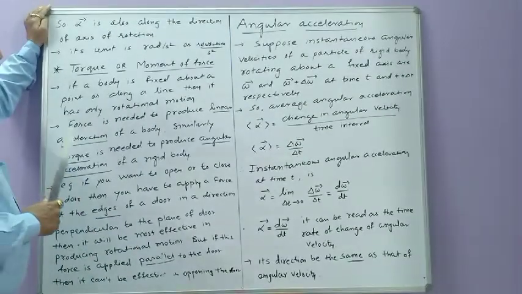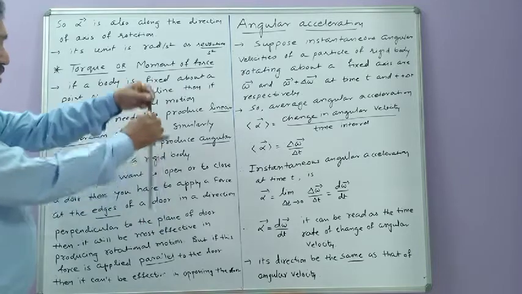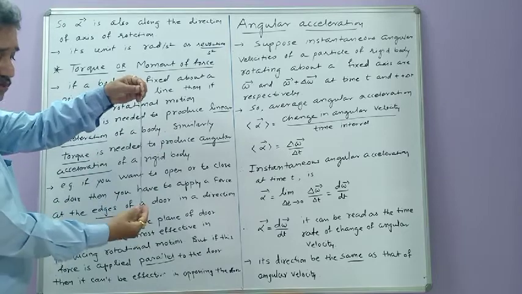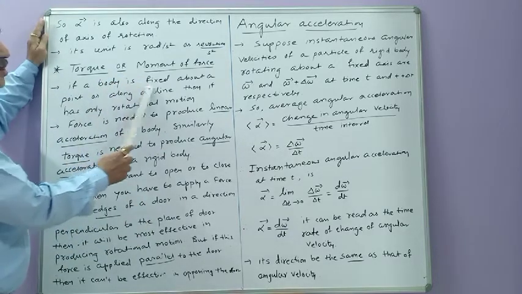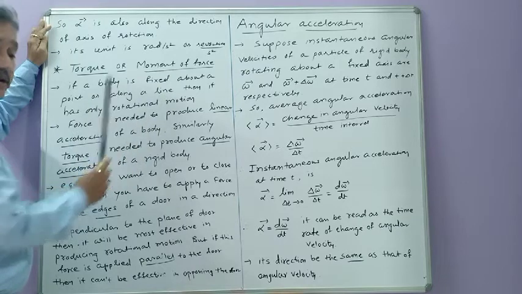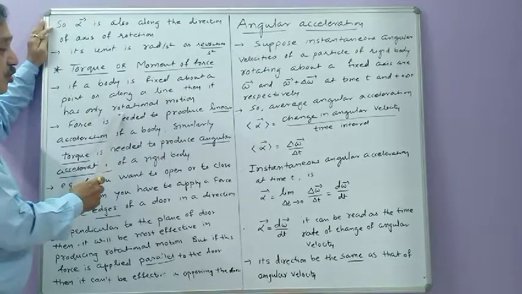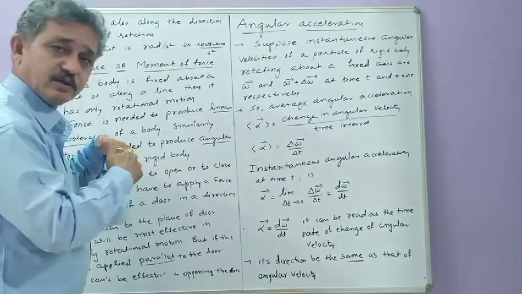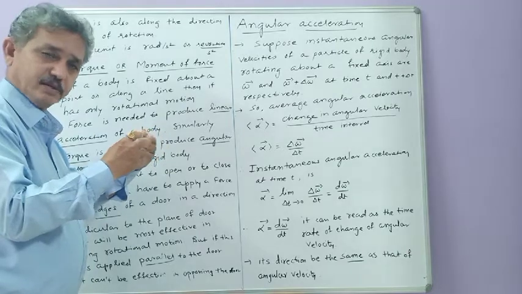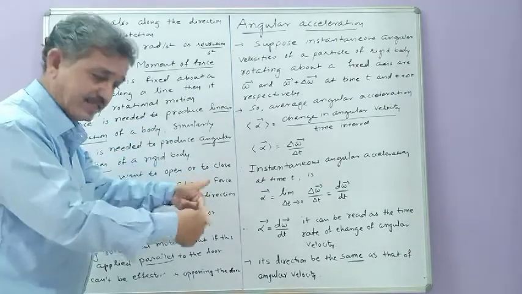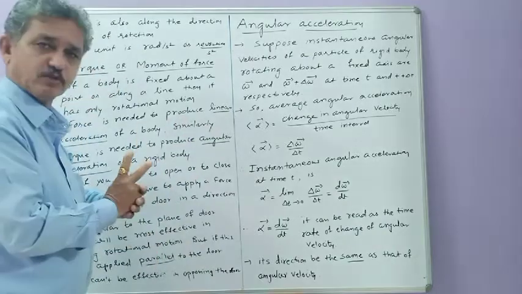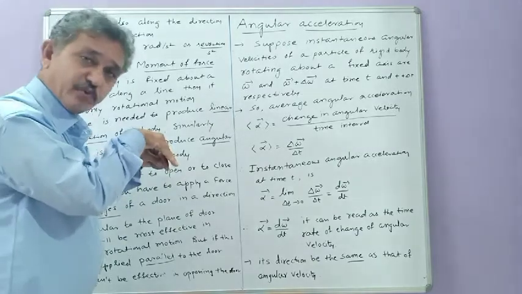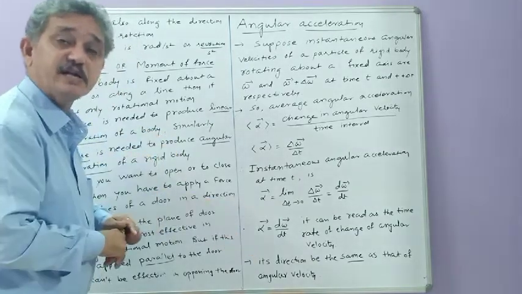So here, if a body is fixed about an axis of rotation, that means about one line, or it is fixed at one point, then it has only rotational motion. If I consider a slope, and on the slope you put a small cylinder, then this cylinder will roll down, and as it rolls down, it possesses two kinds of motion. One is rotational motion, and its center of mass is also moving in a straight direction. That's why it has a linear motion.